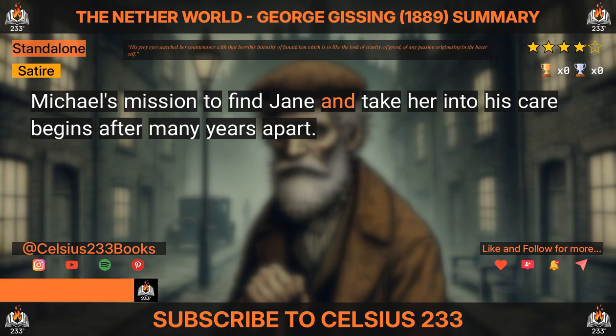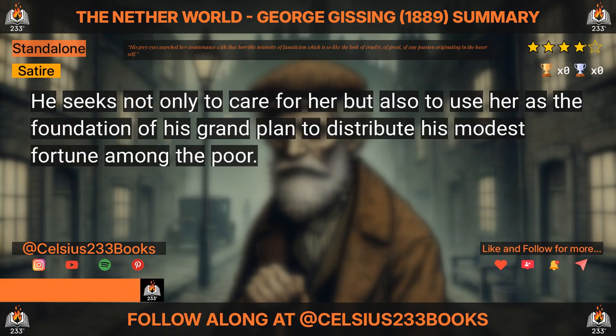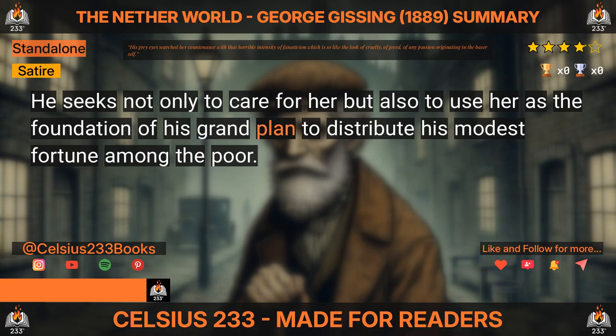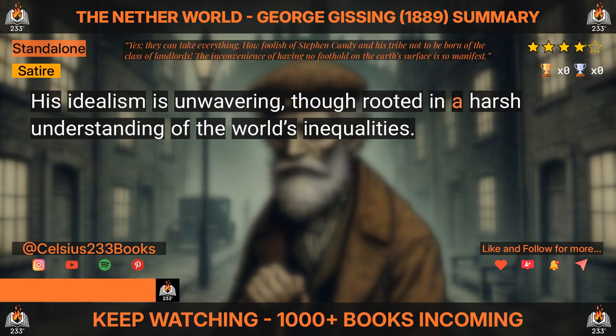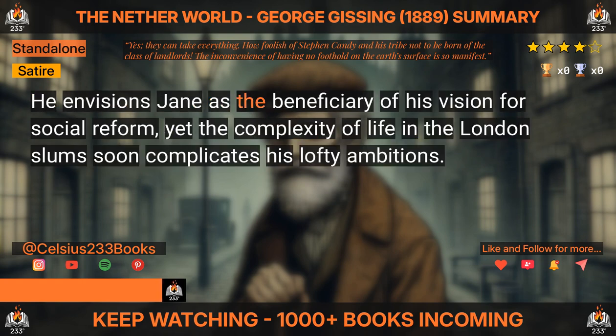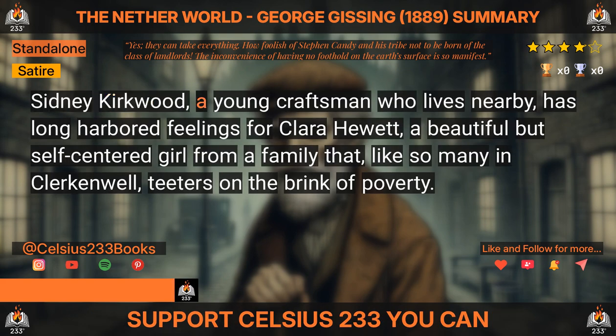Michael's mission to find Jane and take her into his care begins after many years apart. He seeks not only to care for her, but also to use her as the foundation of his grand plan to distribute his modest fortune among the poor. His idealism is unwavering, though rooted in a harsh understanding of the world's inequalities. He envisions Jane as the beneficiary of his vision for social reform, yet the complexity of life in the London slums soon complicates his lofty ambitions.